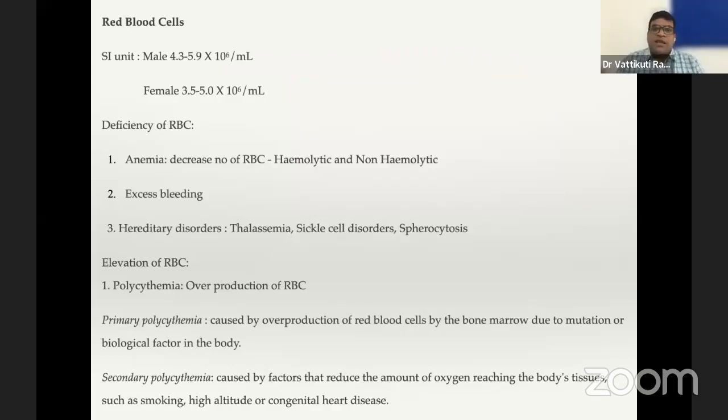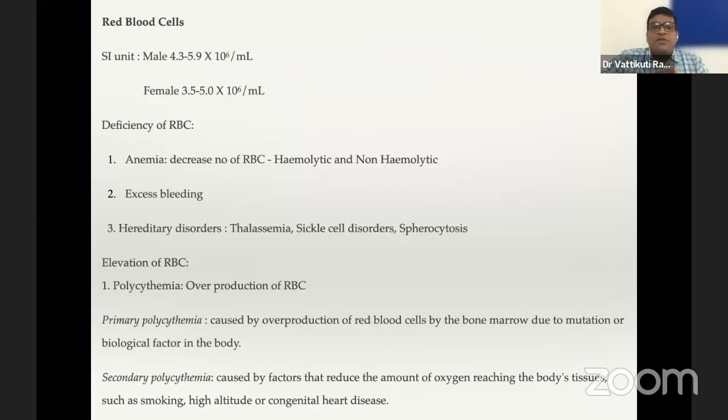First is the red blood cells. The normal red blood cell count is around 4.3 to 5.9, which is slightly higher in males compared to females, which is around 3.5 to 5. So if you look at the red blood cells, there can be either a deficiency, where the RBC can be low, or the RBC count can be high. If the RBC count is low, that means you have anemia.